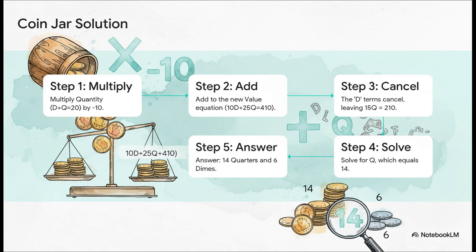Our quantity equation is D plus Q equals 20. We hit that with a -10 to set up our cancellation. We add it to our new clean value equation. The D's vanish, we solve for Q and get 14 quarters. And then a quick plug-in tells us we must have 6 dimes. See, the blueprint holds up perfectly.